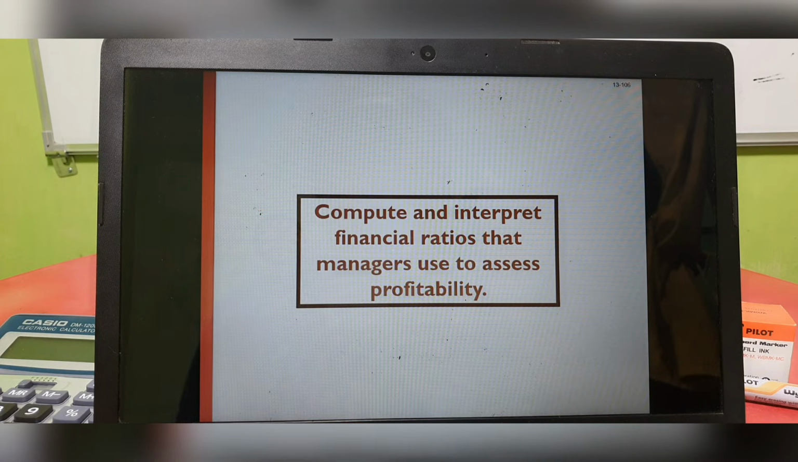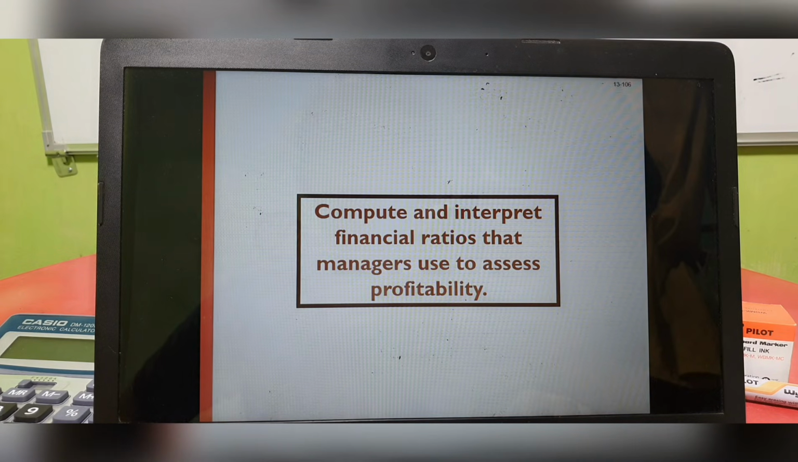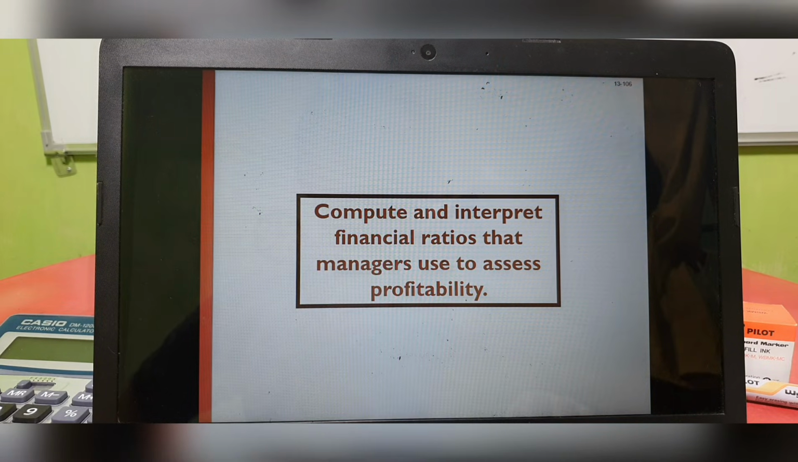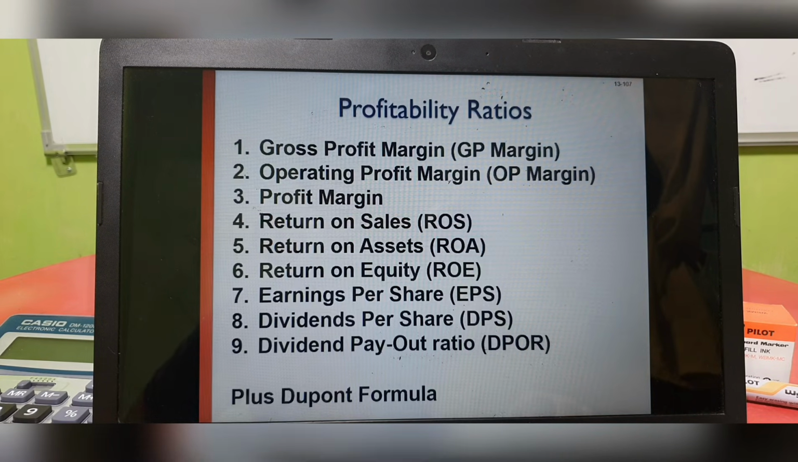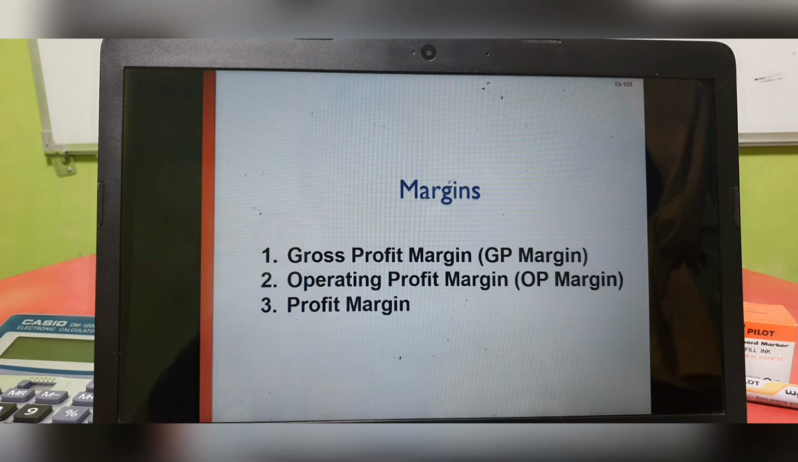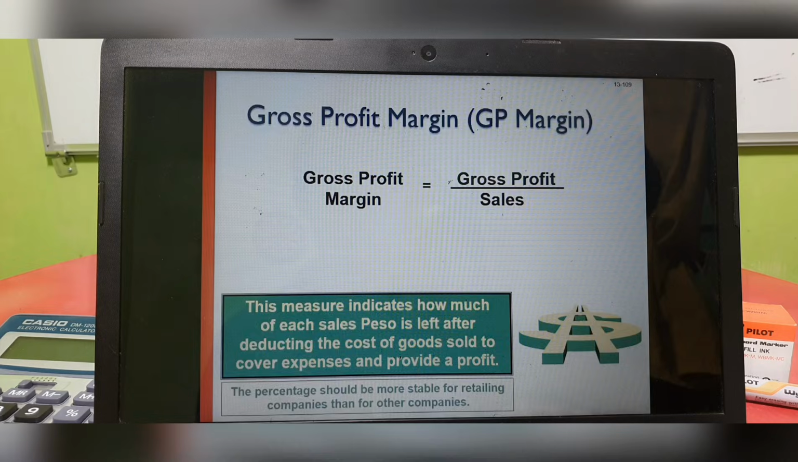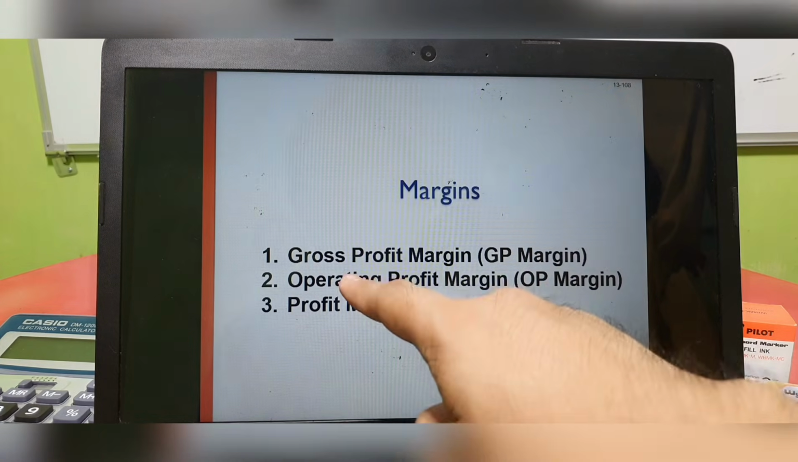Alright. This time, we will compute for the profitability ratios. These are what the managers are using to assess the profitability of the business. So these are the 9 ratios. Pero i-grupo natin yung 9 ratios na yan. Una, grupo ng mga margin. Pag sinabi mong margin, ang denominator ng lahat ng yan ay sales. Okay? At ang numerator ay yung pangalan ng margin.